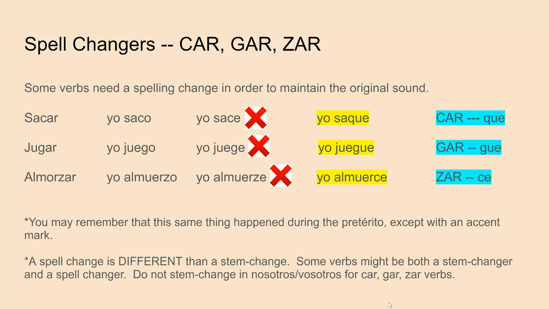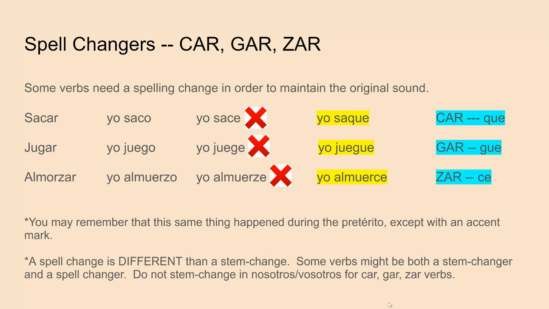You may remember the same thing happened in pretérito. So if you're looking at some of these thinking, oh yeah, I think I've seen this, it is similar. There's just no accent marks here on the yo forms, right? In the preterite, there was the yo form, and then with the accent. And then you notice here that jugar and almorzar, they're stem changer verbs. And so you see I do have that for the yo form.